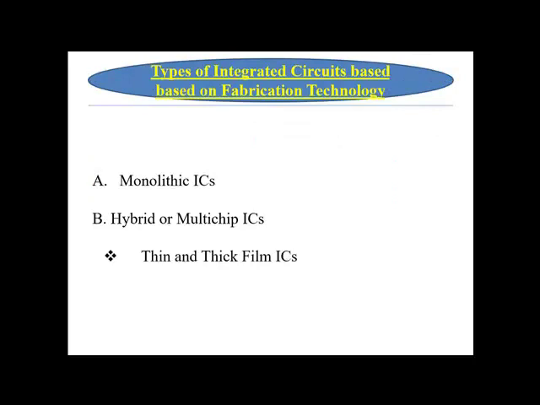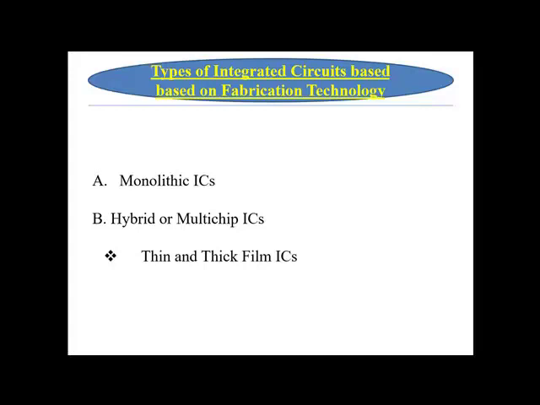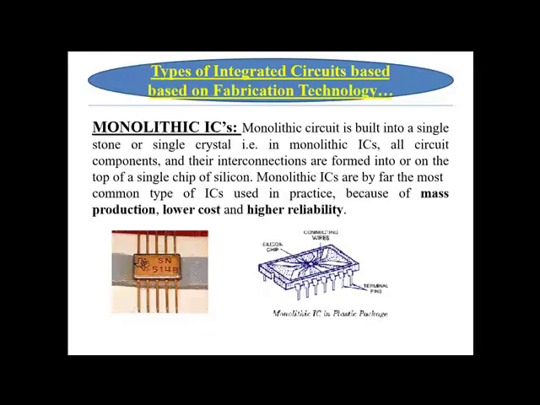Now we are moving towards the types of integrated circuit based on the fabrication technology. Based on the fabrication technology, it is again divided in two parts. First one is the monolithic IC and second is the hybrid or multi-chip IC. Again, multi-chip ICs are bifurcated in two types, thin and thick film IC, based on their deposition methods. So we'll see what the monolithic IC is.